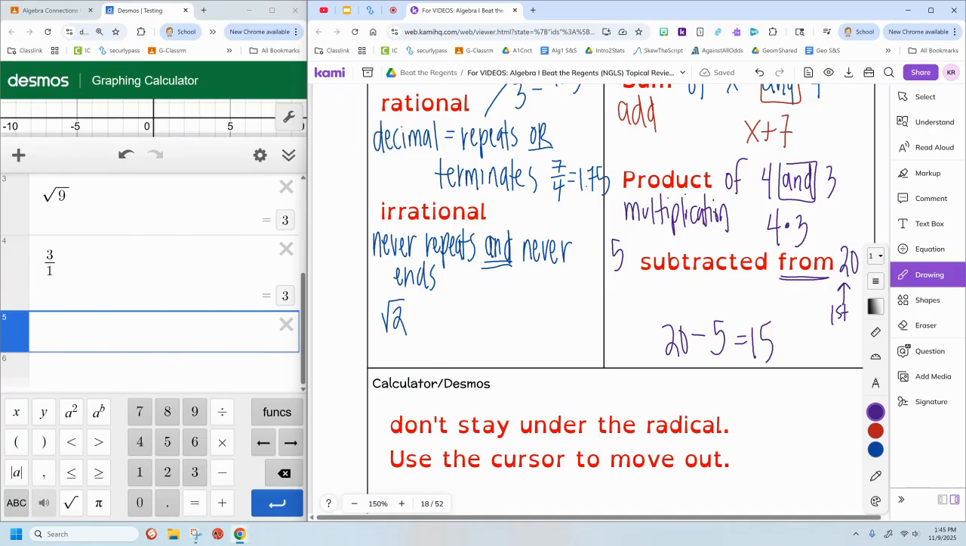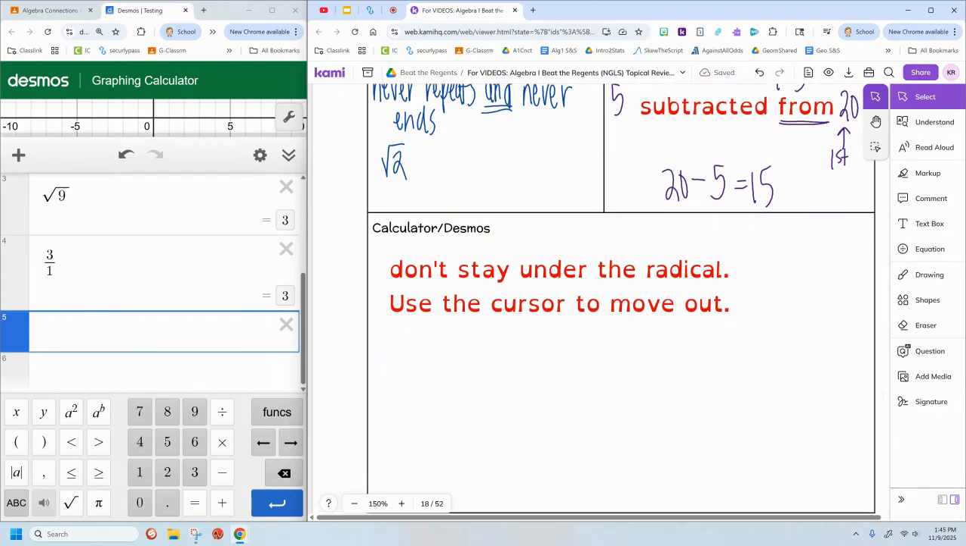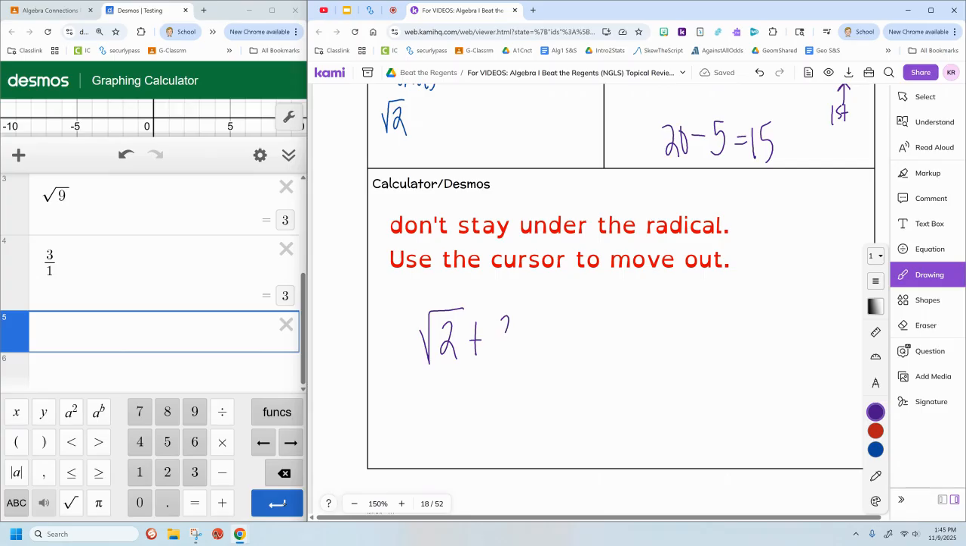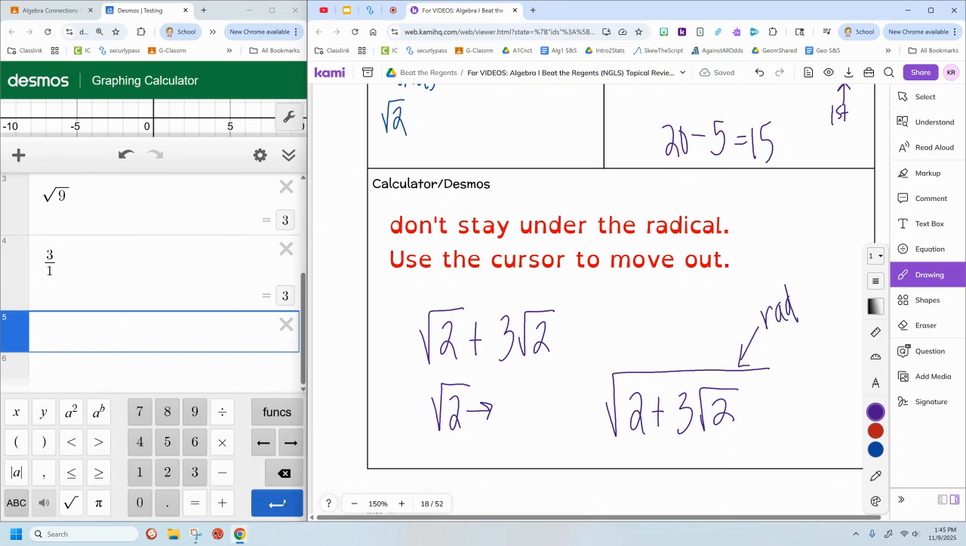I used very simple numbers to help me reason through what I'm going to do. When relying on Desmos to help you with this, make sure that you're typing in exactly what you see. So if you see square root of 2 plus 3 square roots of 2, make sure that when you type in that 2, you arrow out of the square root. Otherwise, you'll have this really long square root that's 2 plus 3 radical 2, and you just keep getting buried and buried under this radical symbol.